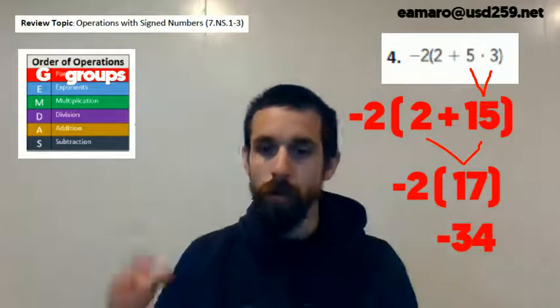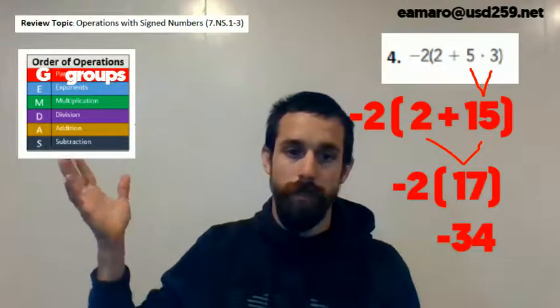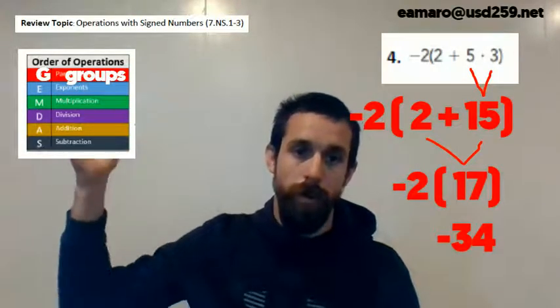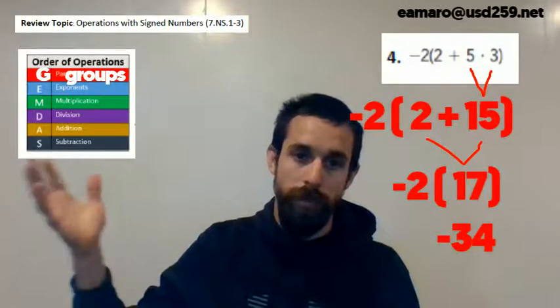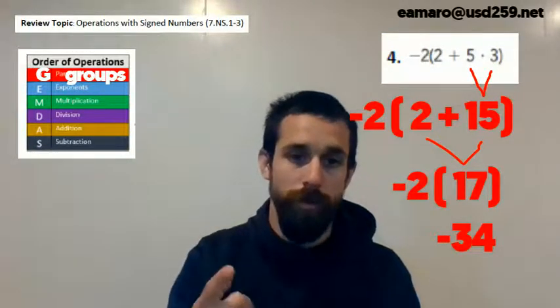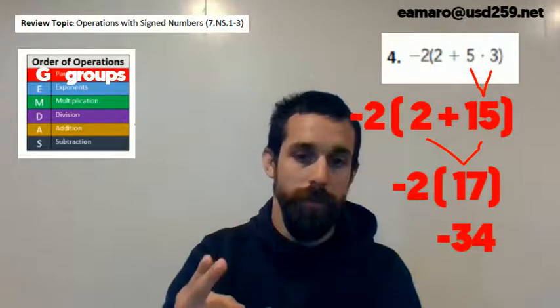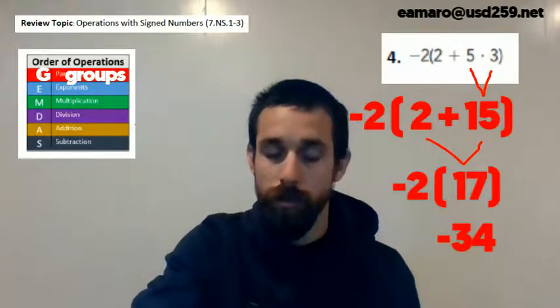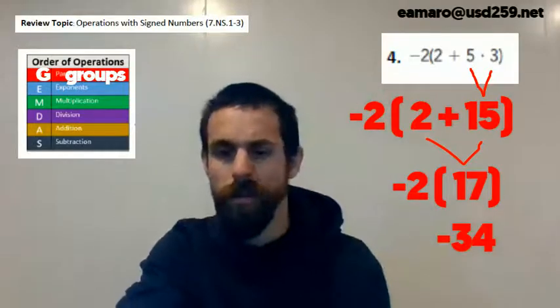You guys can do all of these problems. Just ask yourself, are there any groups? Are there any exponents? Is there multiplication or division, and addition and subtraction? So addition and subtraction go together, and multiplication and division go together. So you guys can do those in the order from left to right. I'll talk about that in a minute.